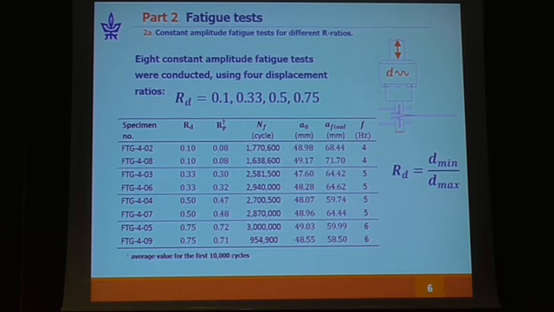This is a quick summary of the test results, and you may notice that 2 specimens were tested for each displacement ratio, and that there was a slight mismatch between the prescribed displacement ratio and the resulting load ratio. The test duration was between 1 million to 3 million cycles, and everything was conducted in a laboratory environment.